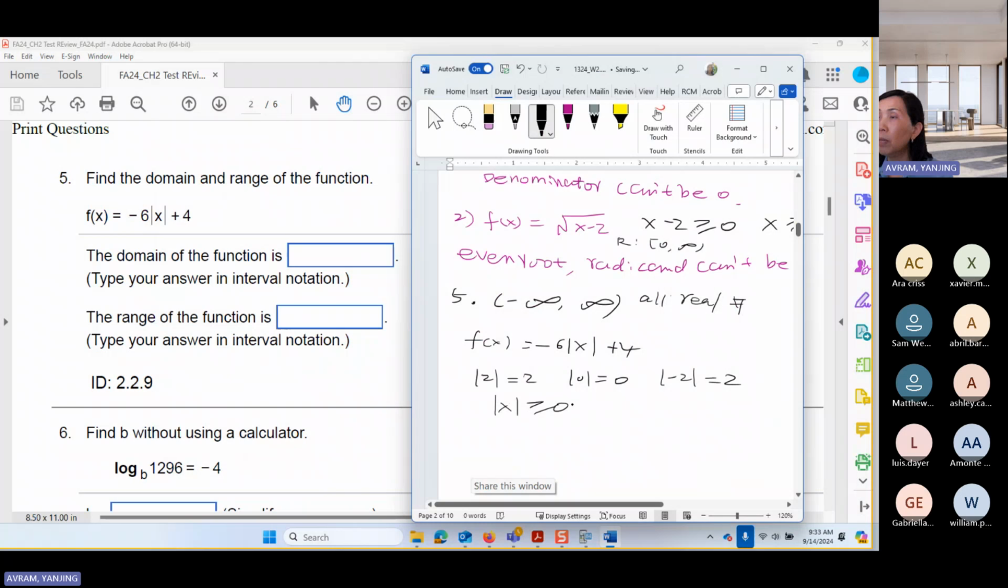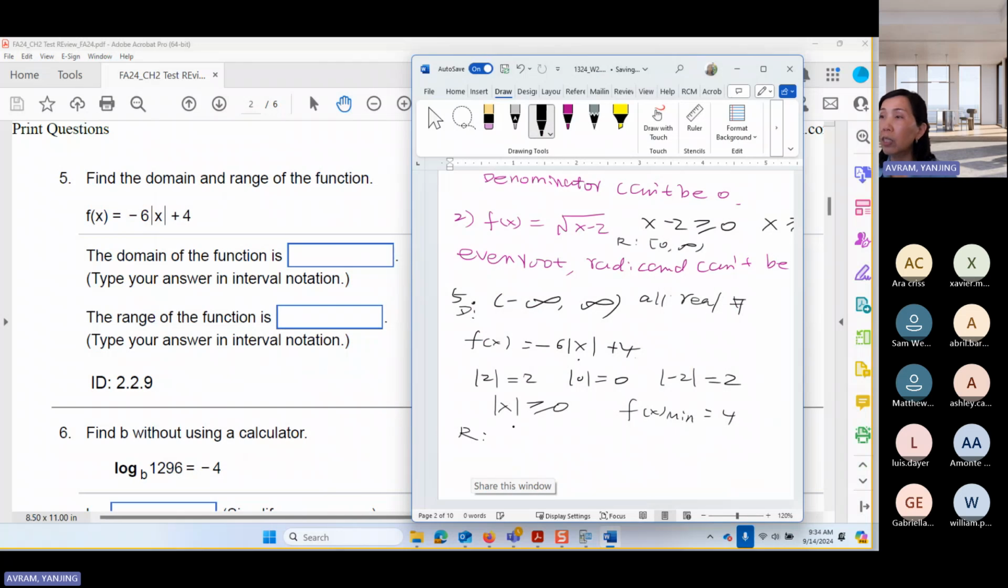All right, so my minimum absolute value of x is 0. So if I have 0 times negative 6, that is still 0, plus 4. So my minimum y here is 4. Okay, so that is the domain of the function. Domain here is all real numbers. Okay, what is my range?